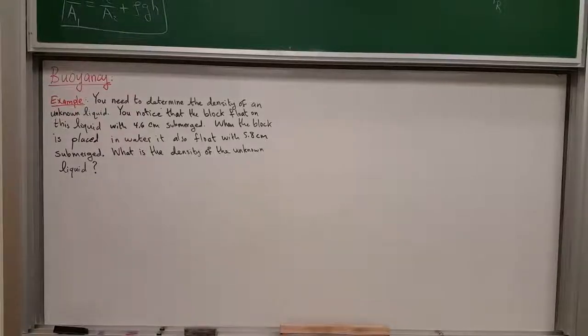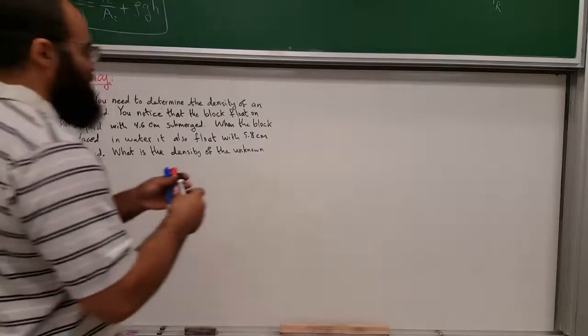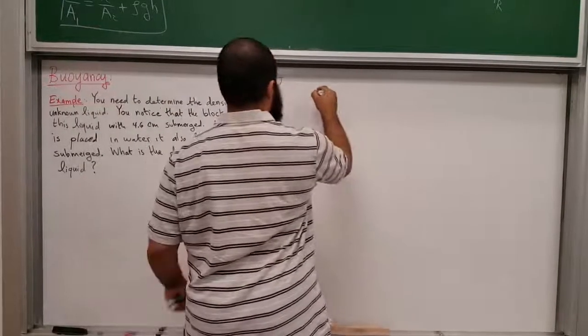Okay, before we move to fluid dynamics and fluids moving, we're going to do one more example here. The example says you need to determine the density of an unknown liquid. You notice that the block floats on this liquid. So you take a block and put it on this liquid, and it floats on the liquid with 4.6 centimeters submerged. So here's my unknown fluid.